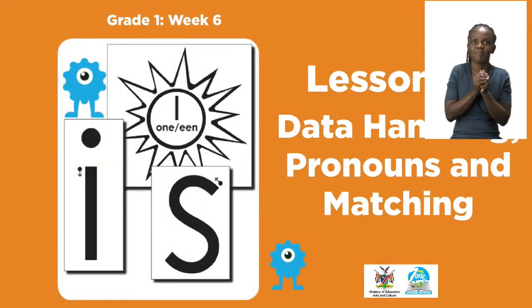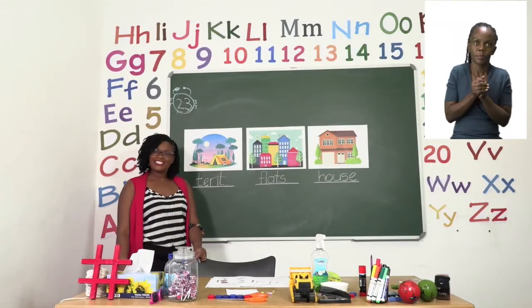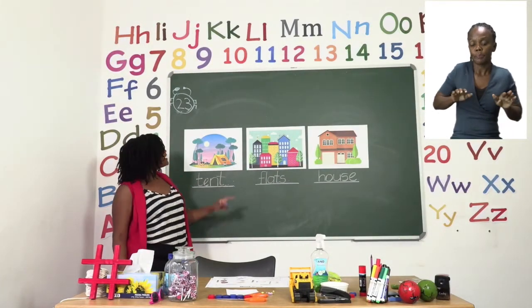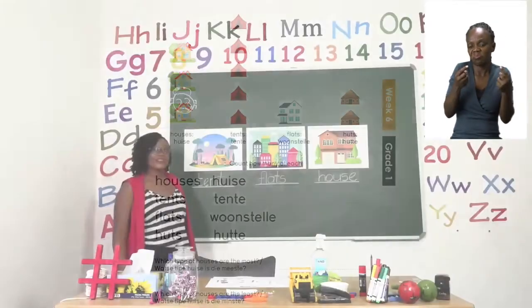For today's lesson, we are going to be talking about data handling, pronouns, and matching. For our next exercise, boys and girls, let us look at page 23. On page 23, we are going to be doing some data handling. Everyone, let's say data handling. Now, what we're going to do is basically count how many buildings we have for each. But before we do that, let's take a look at the board and discuss some of the buildings.